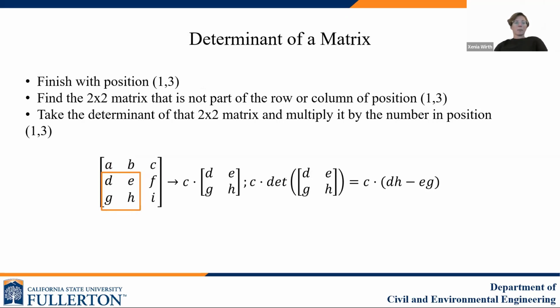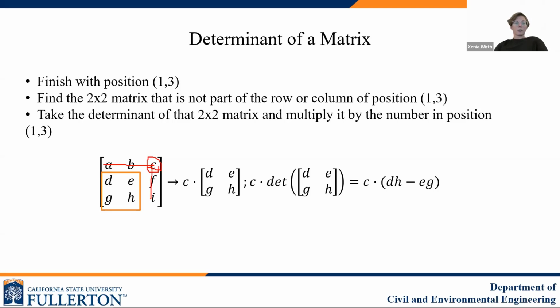I'll do this one more time. I'm still in the first row. I'm always going to stay in the first row. But now I'm in the third column. And that third column has a value of C. I'm going to draw a line through the first row because it includes C. I'm going to draw a line through the third column because it includes C.